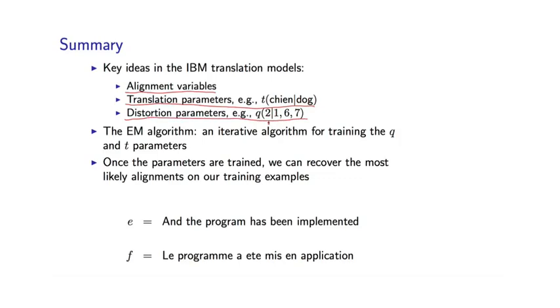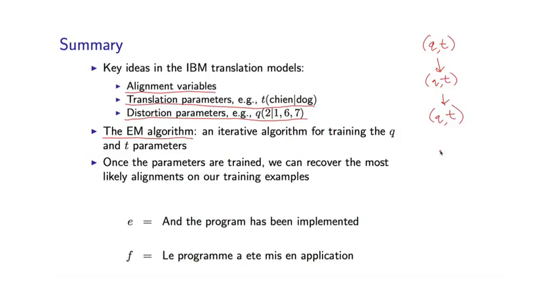We saw this parameter estimation algorithm, the EM algorithm. So this is an iterative algorithm for training the Q and T parameters. It starts off with some initial values for Q and T and then recalculates them using the method I described. And we typically run this for several iterations or until convergence.